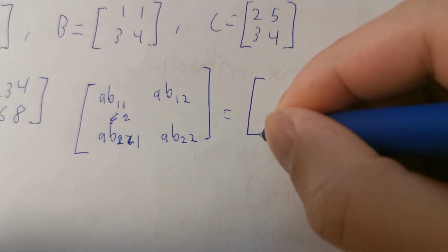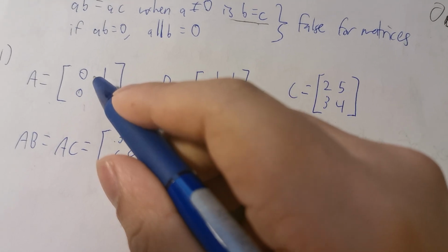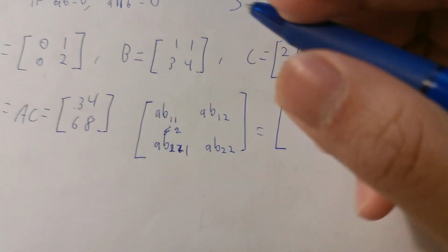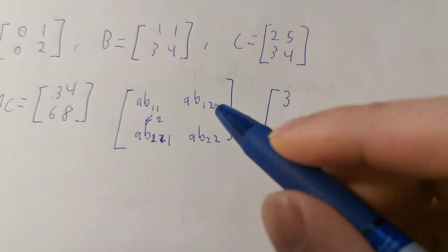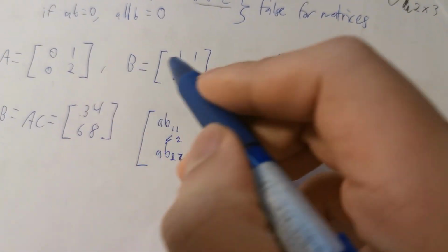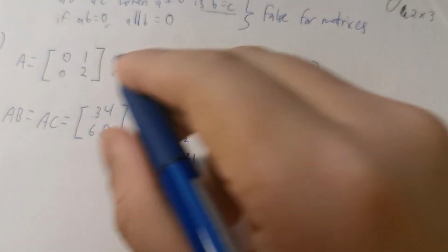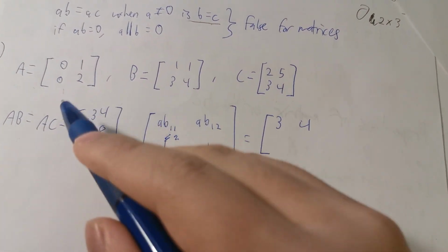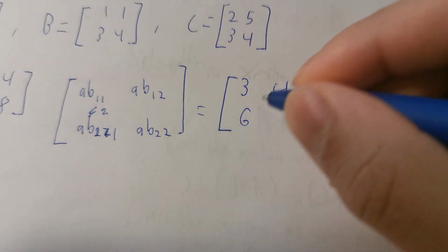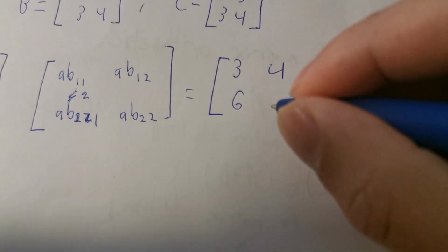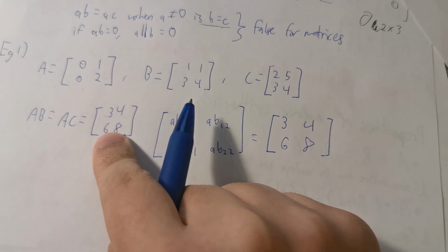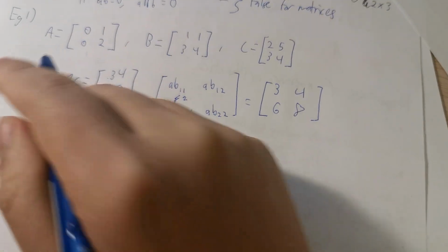So this is equal to the row, so 0, 1, and 1, 3, right? 0 times 1 is 0, 1 times 3 is 3. 1, 2, alright? So that's 1, that's 2 here. So 0 times 1 is 0, 4. Let me just try to do this off the top of my head. There we go. So that's 3, 4, 6, 8, right? That matches. So now we know AB matches this.